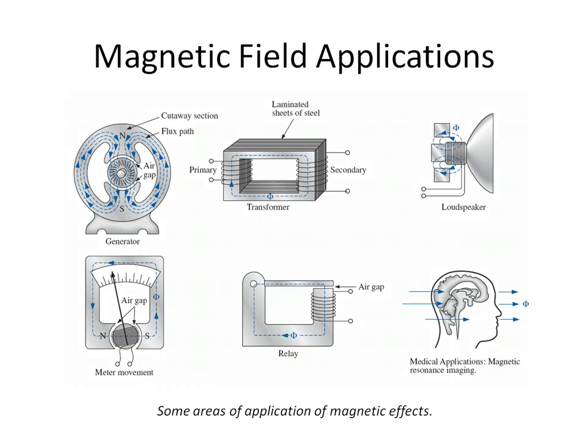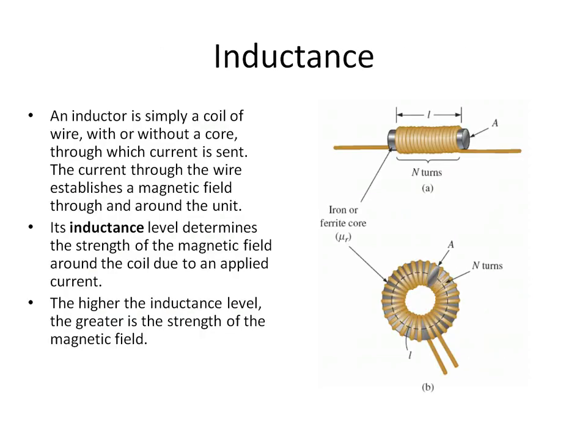Here are but just a few magnetic field applications: motors, transformers, loudspeakers, analog meter movements, relays, and even MRI machines. All these apply magnetic field principles. Well, what is inductance? Inductance is really the strength of the magnetic field around a coil due to applied current. That really is what inductance is.